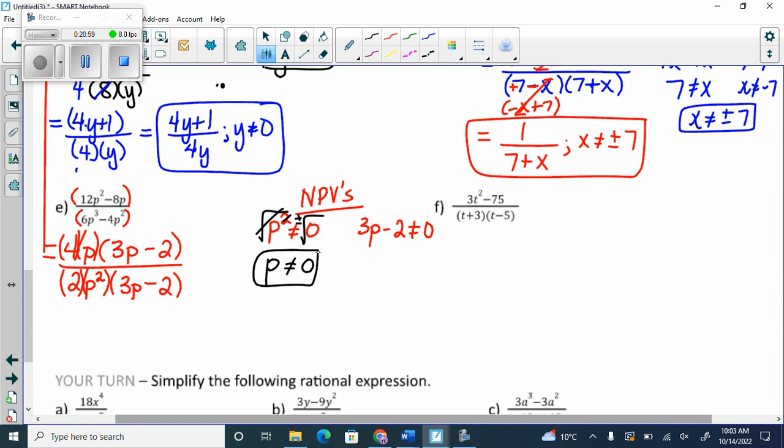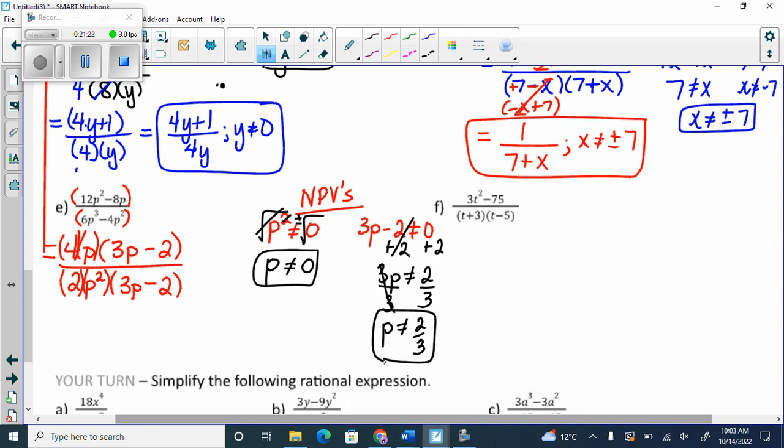Then the next one, Kate was saying we're going to add 2 to both sides, which is true. And then we're going to divide by 3, which is also true. 3p can't equal 2. Divide by 3. P can't equal 2/3. So there are my 2 NPVs.